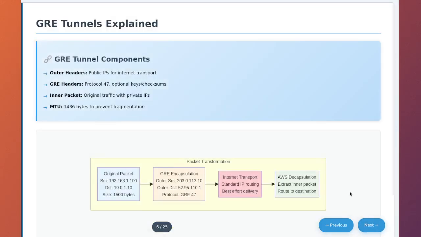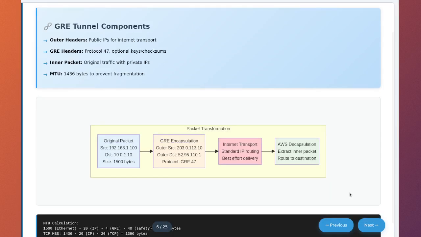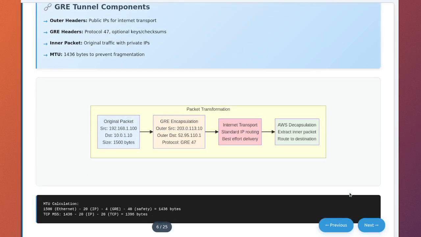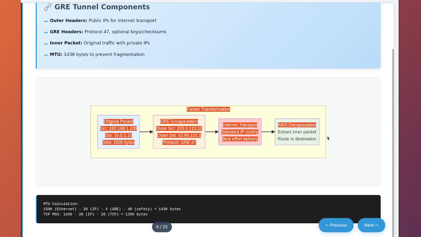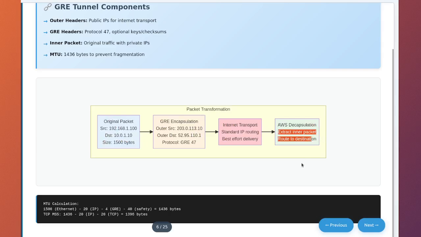GRE tunnels explained. GRE tunnels are the transport mechanism that makes this magic happen. Think of GRE as an envelope. Your original packet gets wrapped in a GRE header, sent over the internet, then unwrapped at the destination. What's clever about AWS's implementation is they handle all the complex stuff: tunnel endpoint management, encryption capabilities, and high availability. You just configure your side to point to AWS-provided IP addresses. The tunnel uses link local addressing, 169.254.x.x, for the BGP peering, which keeps it separate from your production networks. MTU is set to 1436 to account for the GRE overhead without fragmentation.